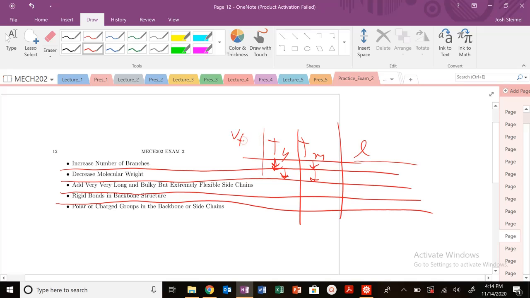and you can imagine it asks you what's going to happen to free volume possibly as well. So here, increasing number of branches, free volume increases. Decrease molecular weight, free volume increases. My Tg thus must decrease. And then here as well.